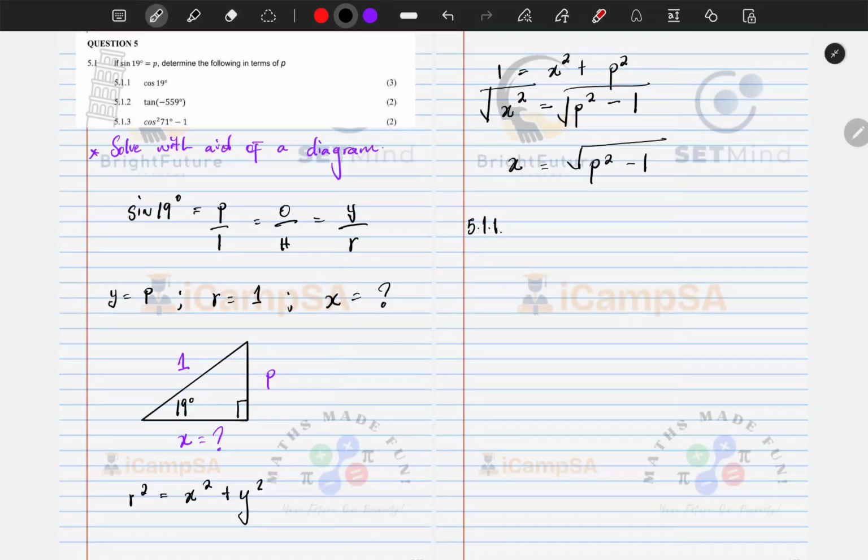We'll start with 5.1.1. So 5.1, they want cos of 19 degrees. From our triangle, we already know that this is the square root of p squared minus 1. We already calculated that, so this side is just going to be that.